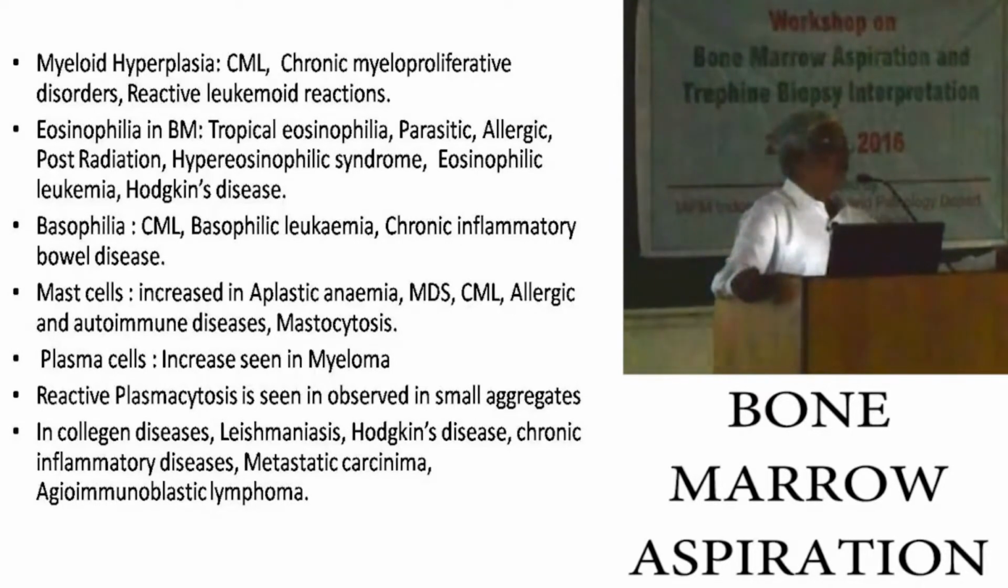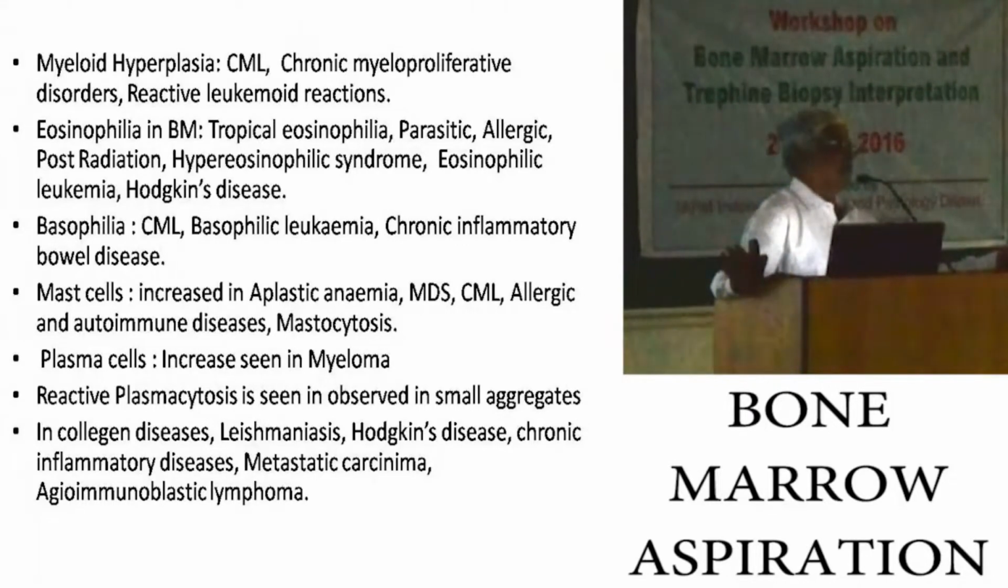As far as my experience goes, on the bone marrow alone, it is not possible to differentiate whether that is a chronic myeloid leukemia or reactive hyperplasia, unless you have a clinical history and massive splenomegaly. That is very difficult to distinguish.